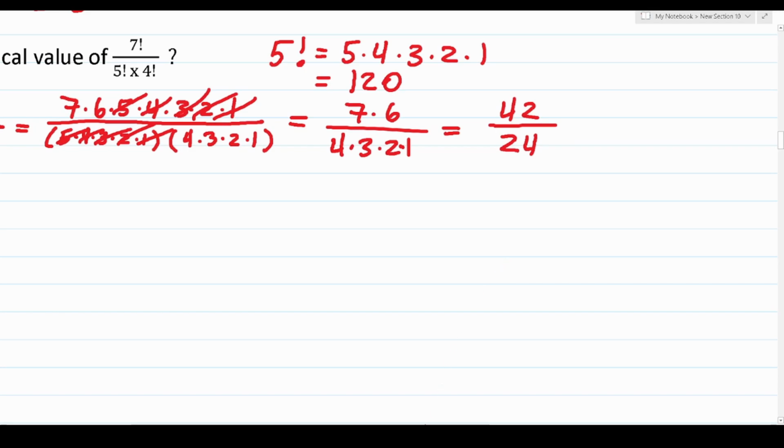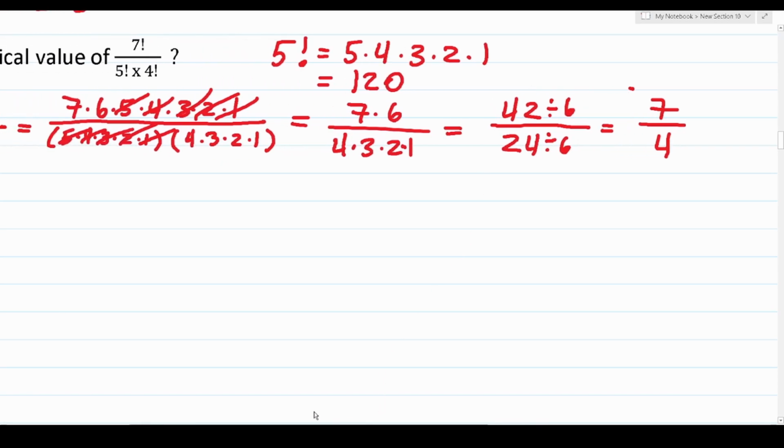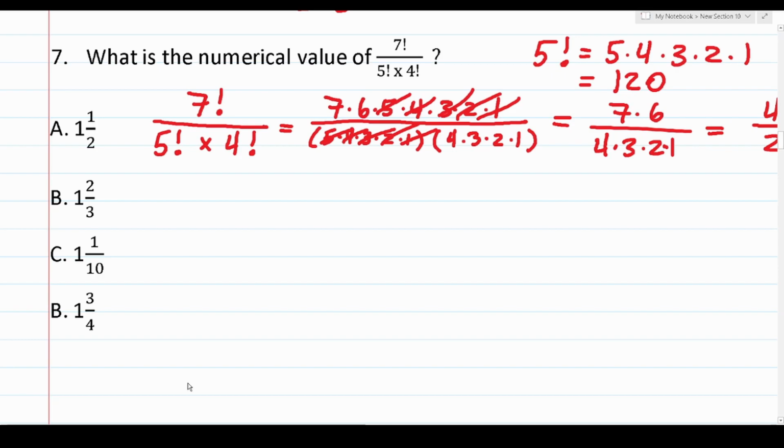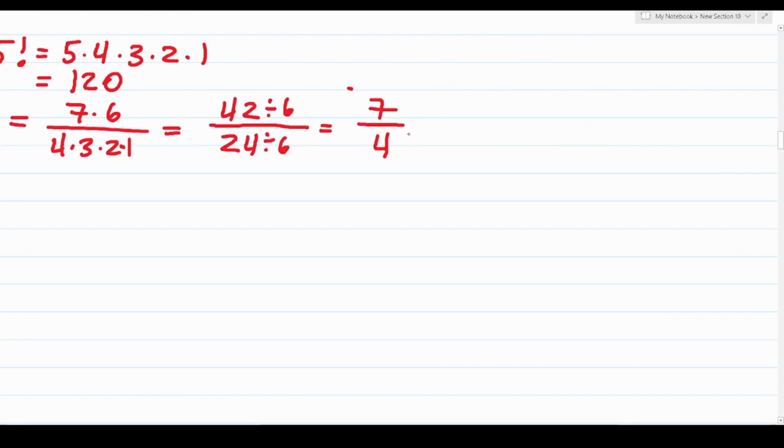And now the only thing we have to do is reduce this fraction. And as we should see, 42 and 24 have a common factor of 6. So in other words, we're going to divide both the numerator and denominator by that common factor of 6. 42 divided by 6 is 7, whereas 24 divided by 6 is 4. Okay, so let's see if 7/4 is one of our answer choices. And it looks like our answer choices are given as mixed numbers. Okay, so that's a little bit of a conundrum. We're going to have to convert this improper fraction into a mixed number.